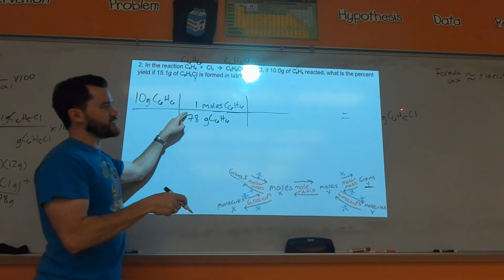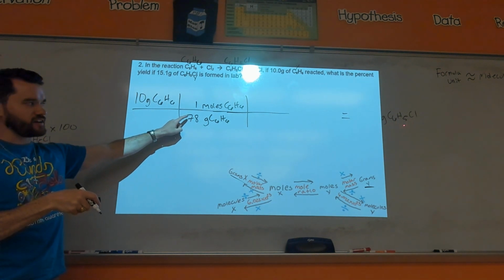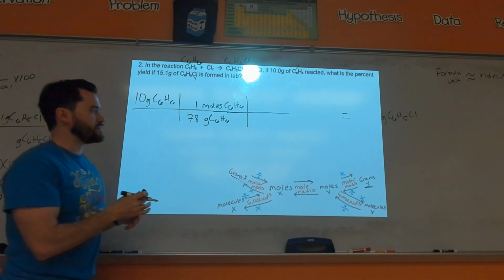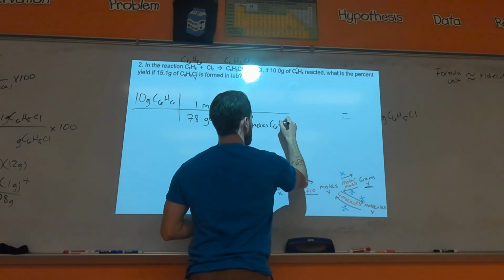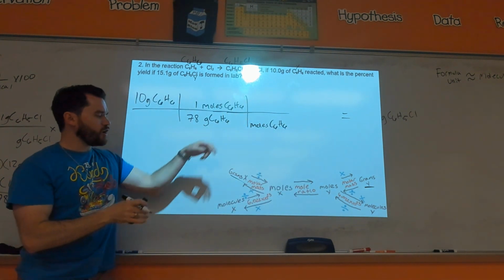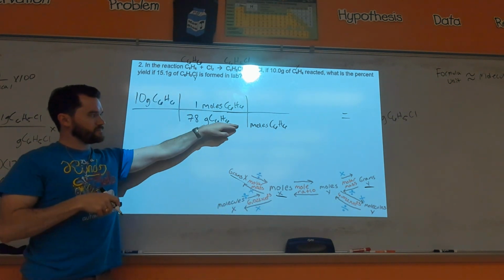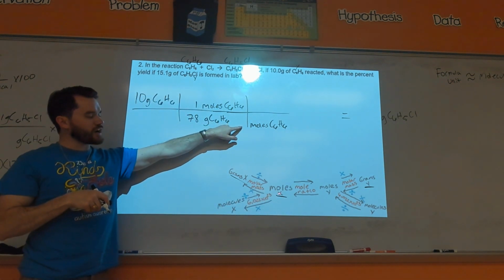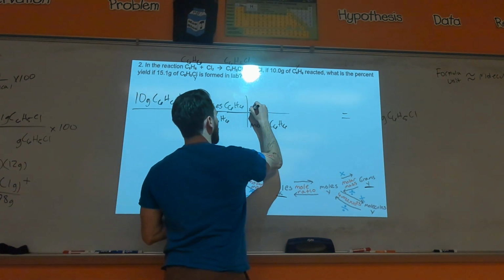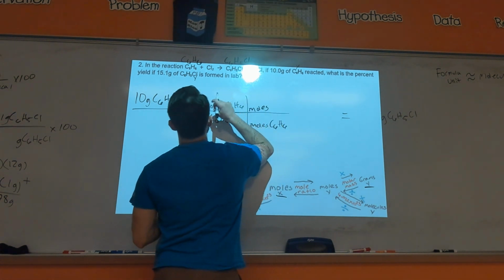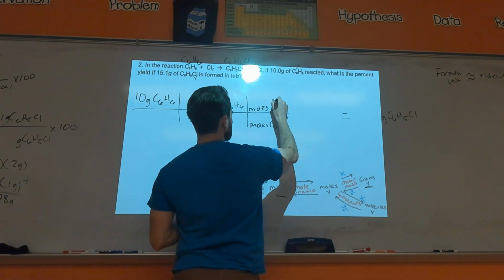We don't stop until we get to grams of C6H5Cl. So moles here, that means this mole's got to go diagonal. Moles C6H6 goes diagonal. So right now, we are right here in our setup. Okay? So now we're going to have to use a mole ratio to go to moles of Y. So my next unit here is moles of Y, Y being C6H5Cl.